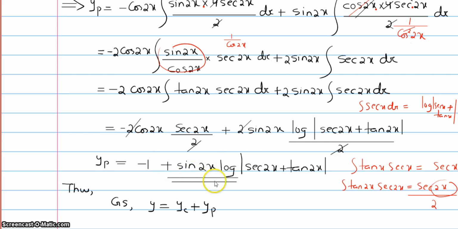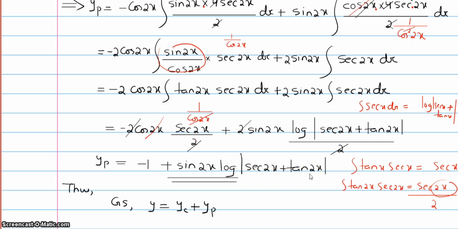Now simplifying all these terms, we will get cos 2x into sec 2x. Sec 2x can be written as 1 by cos 2x, so we can cancel both these terms. We will get minus 1, and 2 can also be cancelled here, and the particular integral value will be minus 1 plus sin 2x into log of sec 2x plus tan 2x.